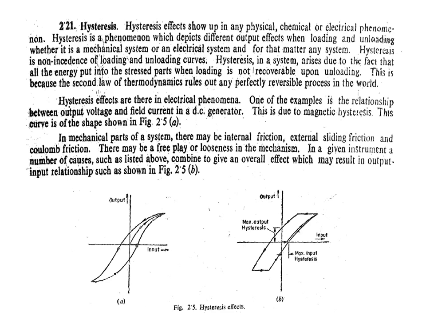Again I am going to discuss here, that is hysteresis. We can see the hysteresis effect in physical, chemical or electrical phenomena, and it is explained as different output effects when loading and unloading, whether in mechanical systems or electrical systems. Hysteresis is the non-coincidence of loading and unloading curves, and the two diagrams are indicated here. The first diagram explains magnetic material hysteresis, and the second one shows the general hysteresis effect.